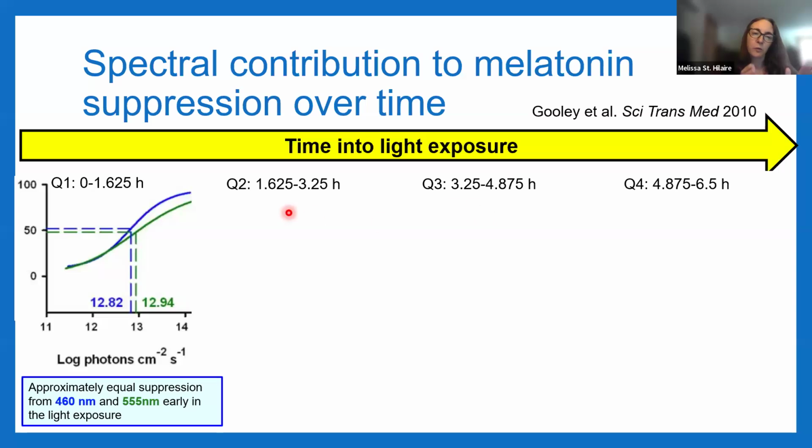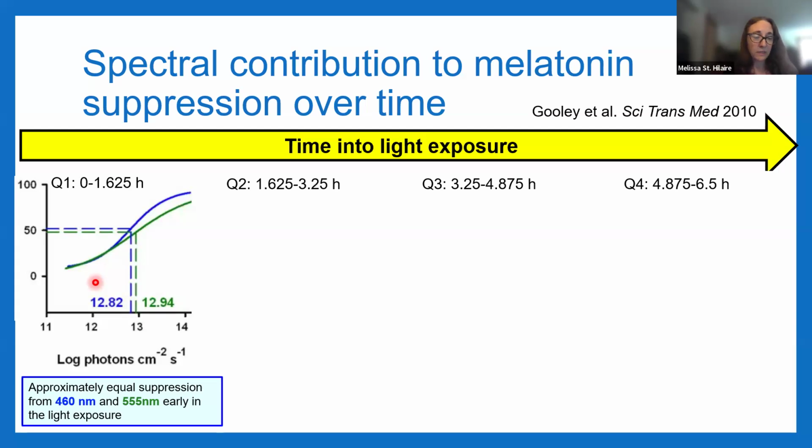And so what we did initially in this study was we looked at the melatonin suppression across 6.5 hours, but we calculated it out in quartiles across that 6.5 hours. So we could look at what happened to suppression in the first quartile, then the second, the third, and the fourth. And we can fit different irradiance response curves to each quartile to see what the suppression looks like across time. What we found in this study was that over the first about 90 minutes or so of that light exposure, we see approximately equal suppression from both the short wavelength and the longer wavelength light.